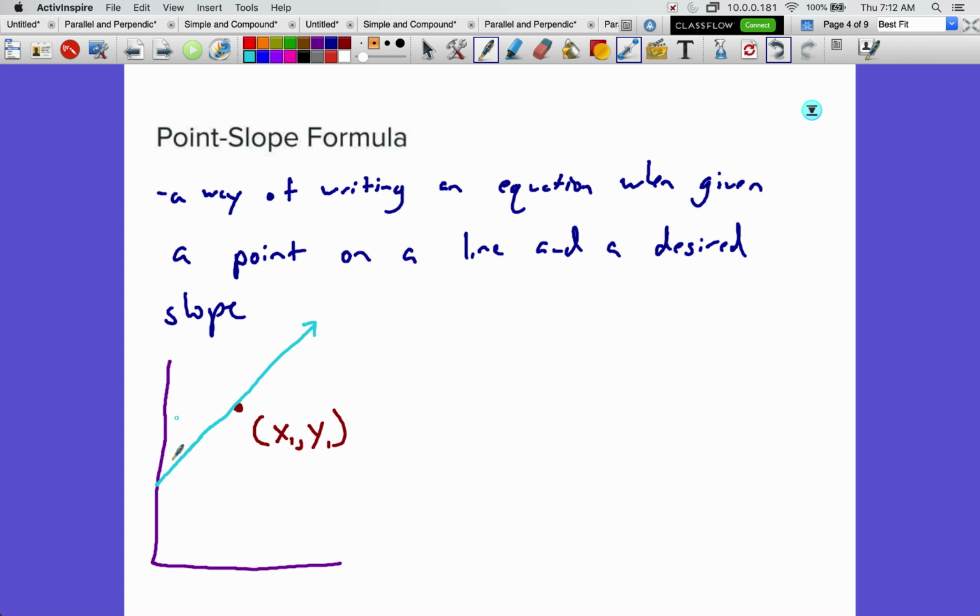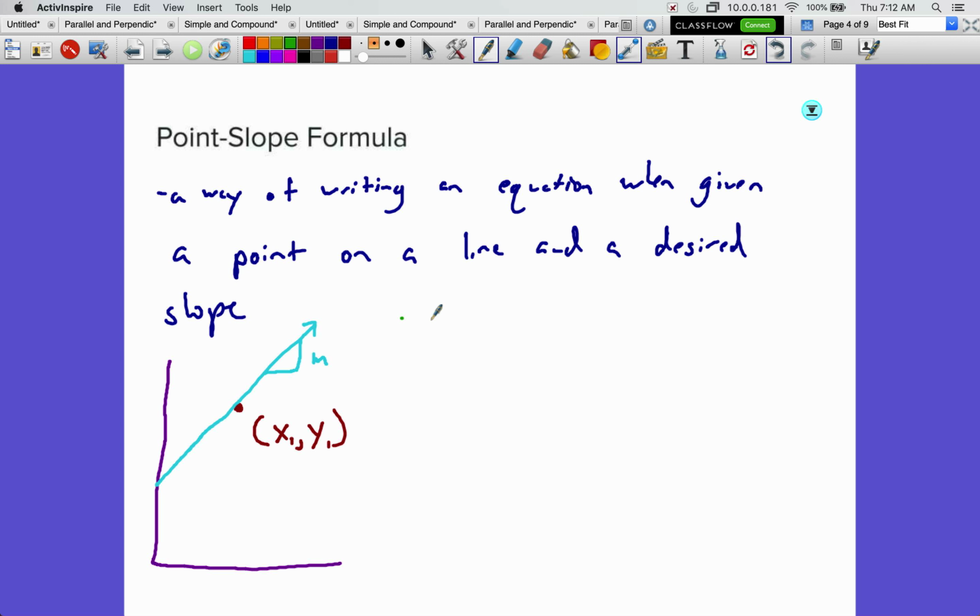So the only thing we know about this line is its slope, and we can get that with maybe a slope triangle. But we don't really care what the y-intercept is. We don't care what any of the other points are. All we care about is that this line has a certain slope and hits a certain point.